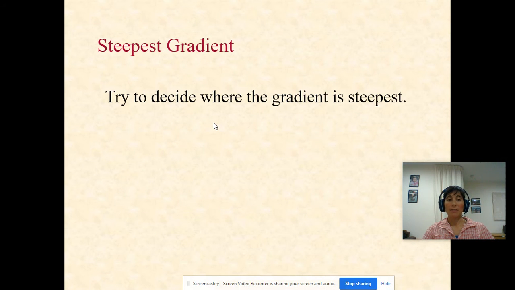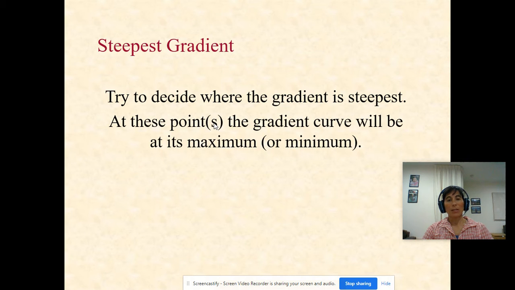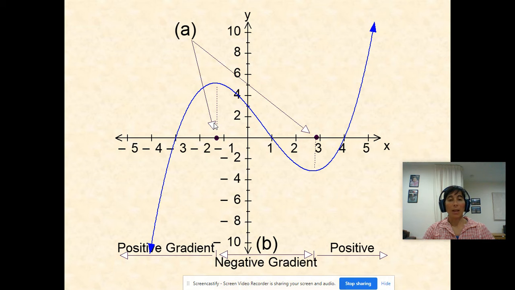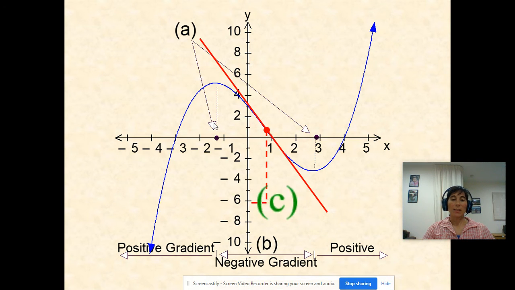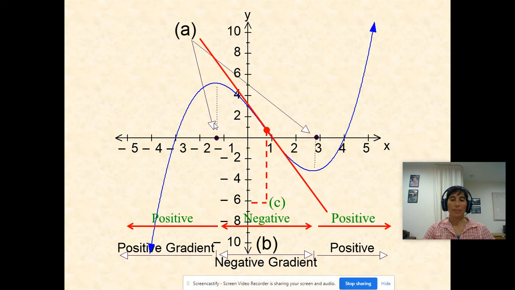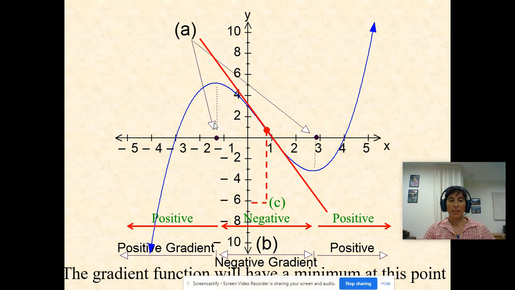The steepest gradient: try to decide where the gradient is steepest. At these point or points, the gradient curve will be at its maximum or its minimum. And this is usually about halfway between the intercepts already marked. So coming back to here, where is that steepest point? We'd have a look here and see that that would be the point as labelled. So the gradient function will have a minimum at this point here.